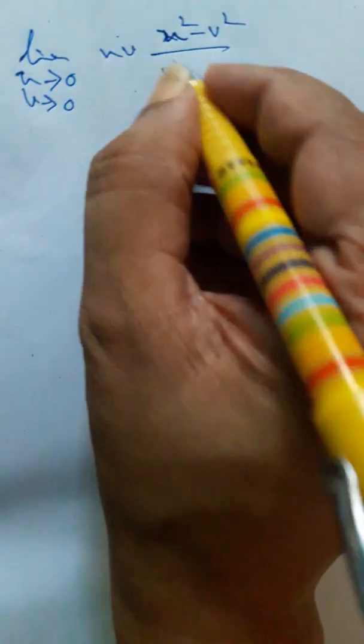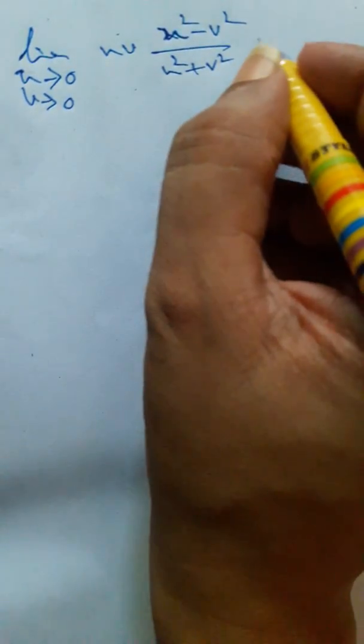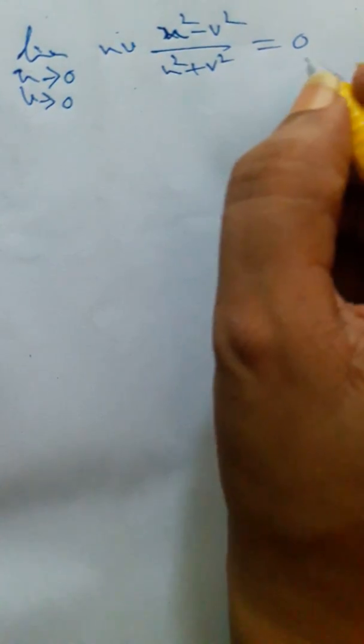Limit as u tends to 0, v tends to 0, of uv (u square minus v square) by (u square plus v square) is equal to 0. Establish this.